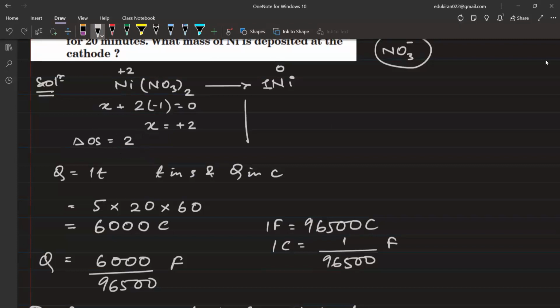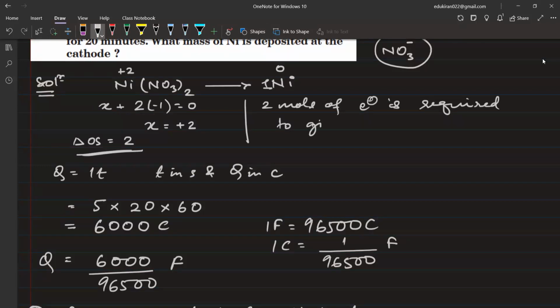Here you can see what the change in oxidation state is. How many moles of electrons are required? 2 moles. Keep your mic on. I did not ask you to say 2 moles or 4 moles, please see what I'm asking. 2 moles of electron is required to give 1 mole of nickel. Did you understand this? Yes, sir.